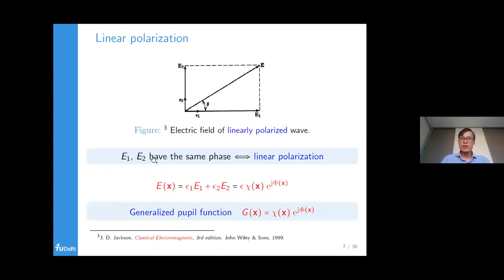If they have the same phase, then the light is called linearly polarized. And because E1 and E2 have the same phase, the electric field reduces to this form. Here phi is the common phase, G is the amplitude of the field, and epsilon is the polarization vector. So we can see this is a linear combination of the two fields. And this complex function is called a generalized field function. And the phase retrieval problem is to restore this function.